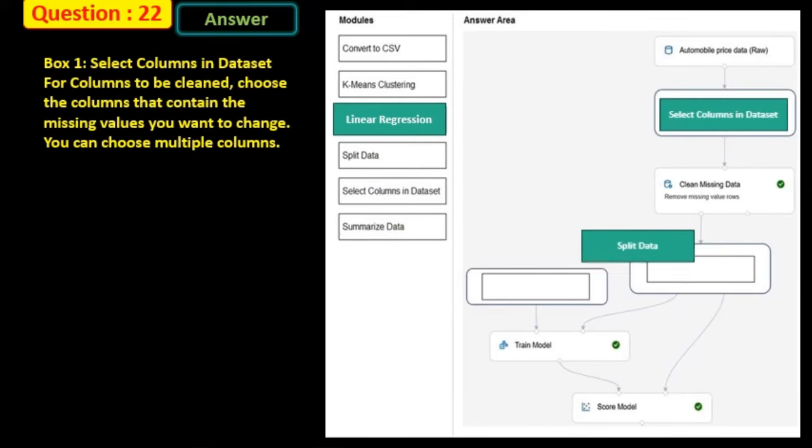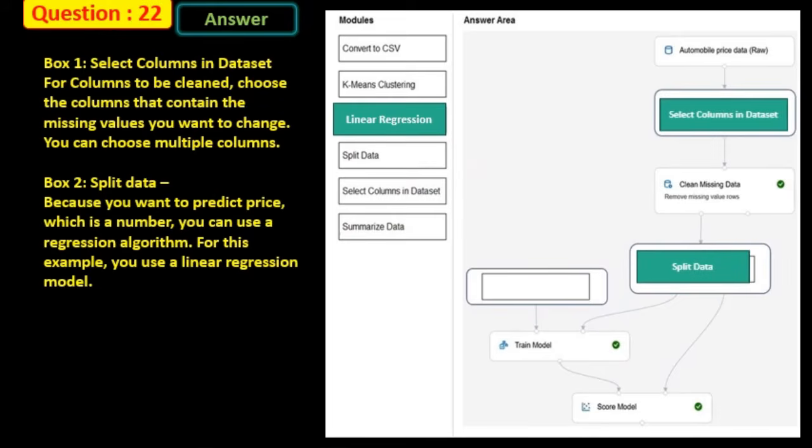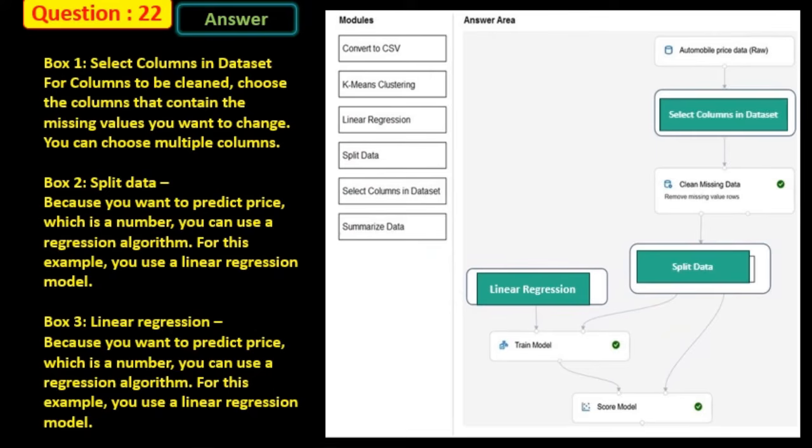Because you want to predict price, which is a number, you can use a regression algorithm. For this example, you use a linear regression model. Then blank box number 3, linear regression. Because you want to predict price, which is a number, you can use a regression algorithm. For this example, you use a linear regression model.